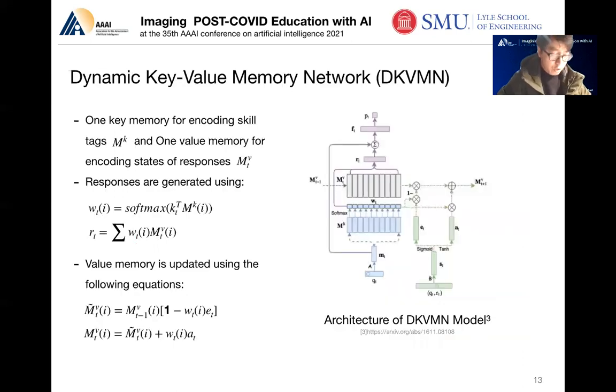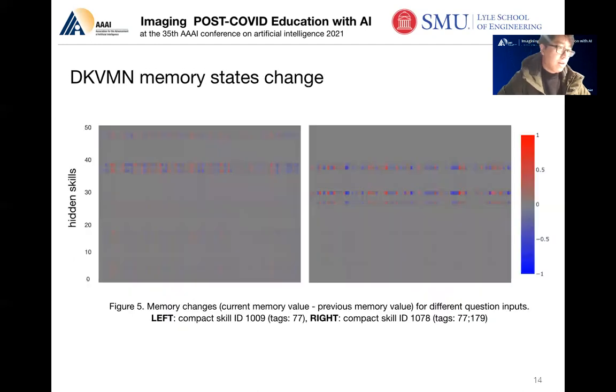Dynamic key value memory network has 2 memories, 1 key memory for encoding skills and 1 value memory for storing the states of responses for corresponding skills. Dynamic key value memory network can automatically learn a reasonable set of hidden skills, and we find the size of the memory does not impact the performance, and it is difficult to interpret the skills discovered by this network. They may or may not map to those discovered by human experts.